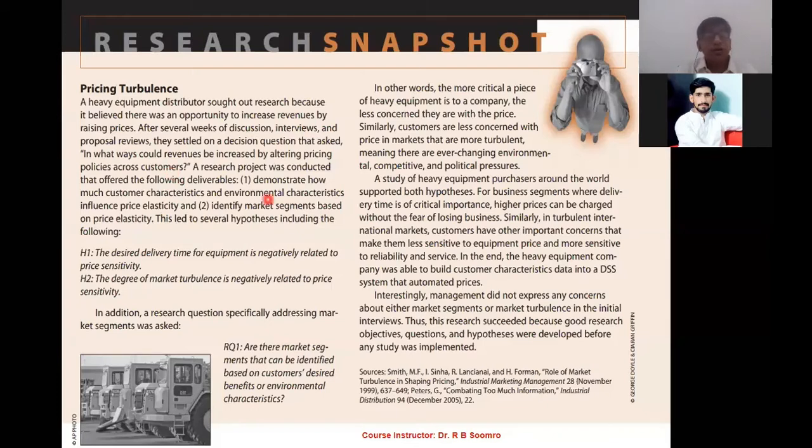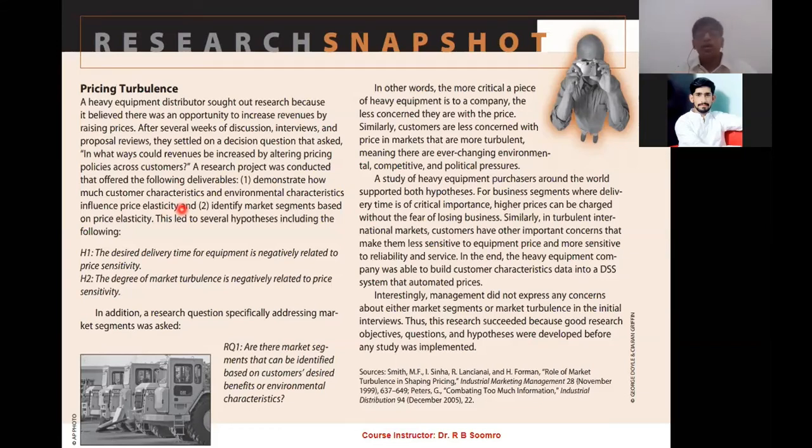Research projects were conducted that offered the following deliverables. They conducted research, and the research project provided certain guidelines, like demonstrating how much customer characteristics and environmental characteristics influence price elasticity. If you are going to increase the price, then in what manner do the environmental characteristics affect it, and the consumer characteristics affect it.